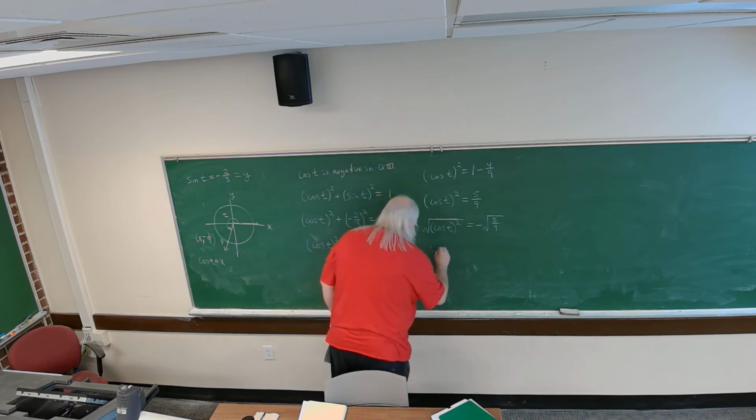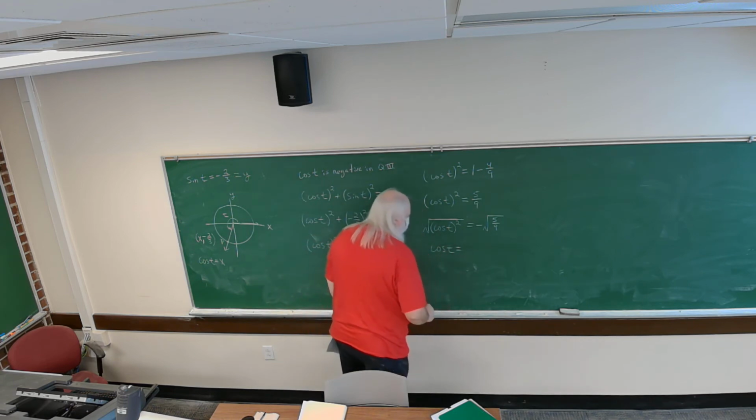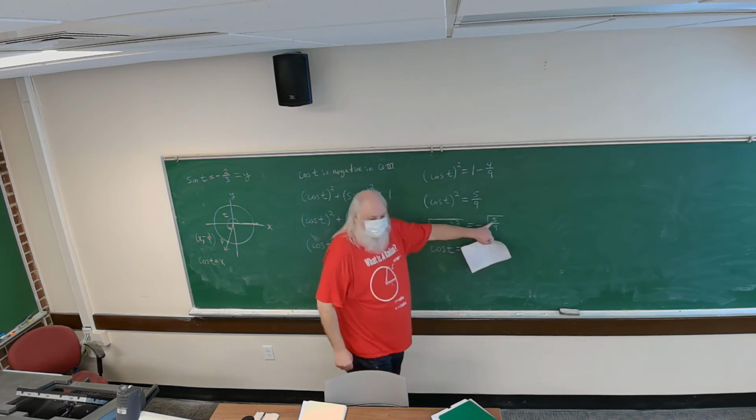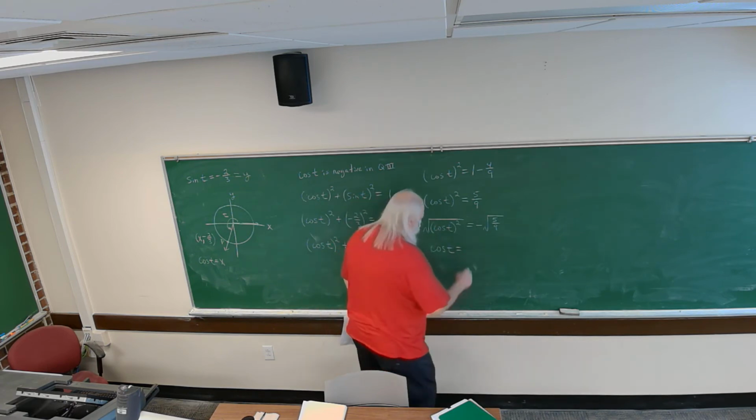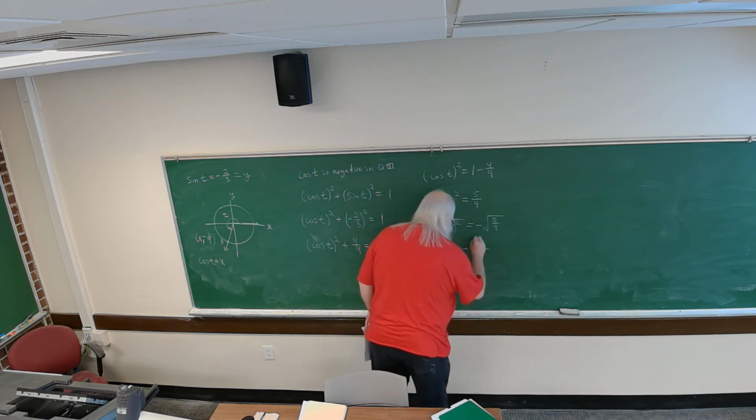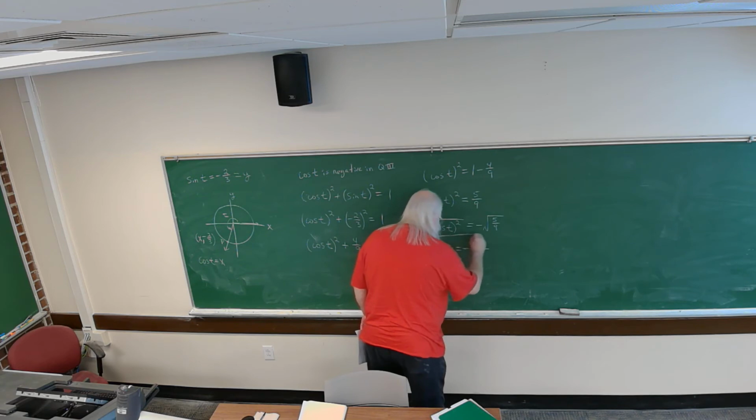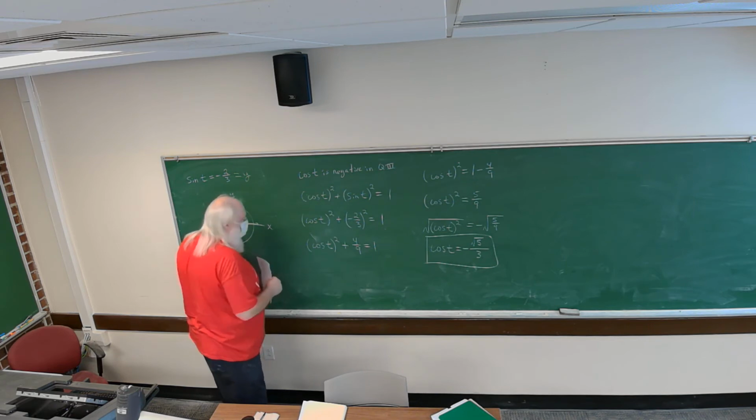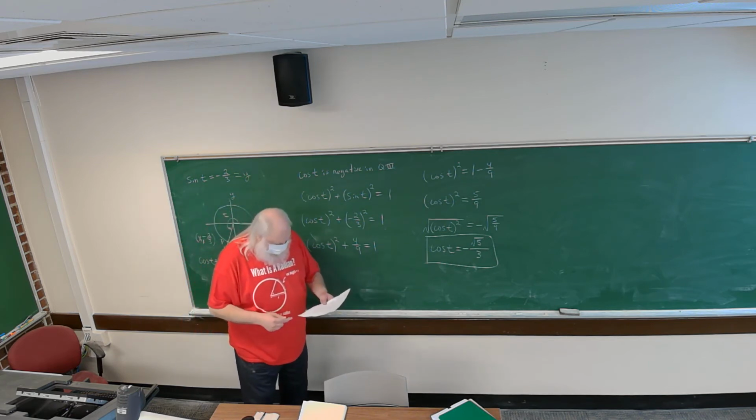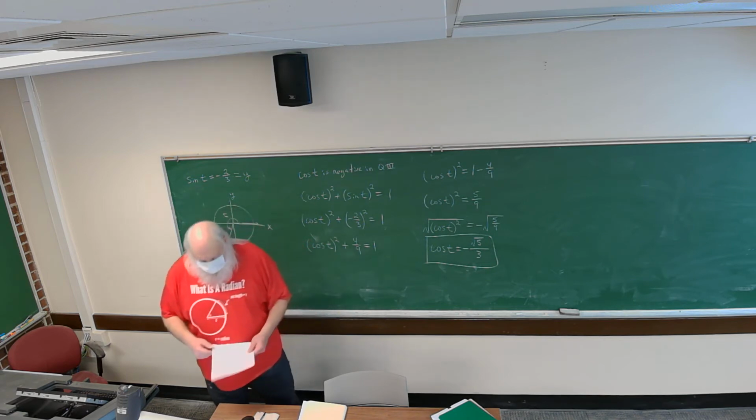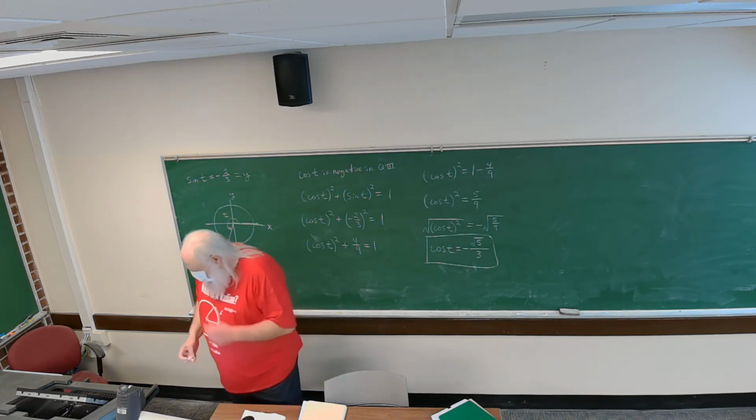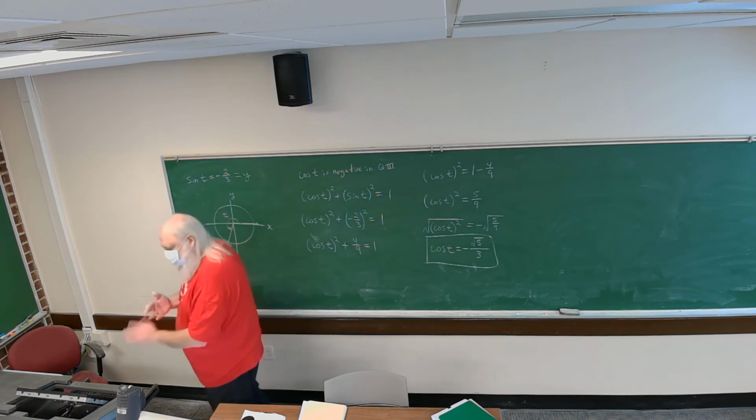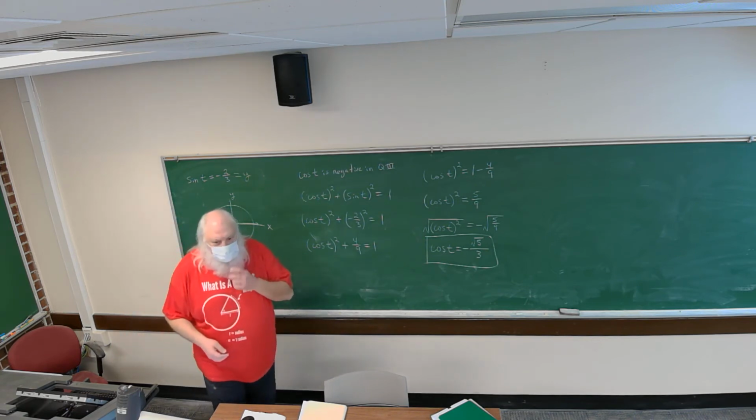And so on the left, we have cosine t is equal to, by properties of radicals, I take the square root of the numerator over the square root of the denominator. Square root of the numerator is square root of 5. Square root of 9 in the denominator is 3. So cosine of the angle t is equal to minus square root of 5 over 3. Any questions on that?